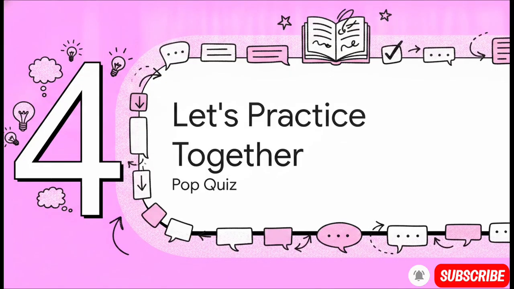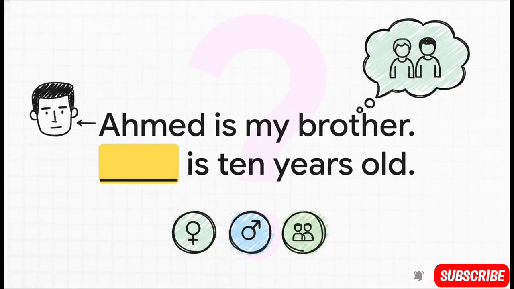Let's practice this together for a quick second. Here is a prompt straight from the Nova English Academy lesson. Ahmed is my brother. Blank is 10 years old. So, figure out what noun we need to replace for Ahmed in that second sentence. Are we going with A, she, B, he, or C, they? I'll give you just a moment to think about what fits perfectly into that blank space.